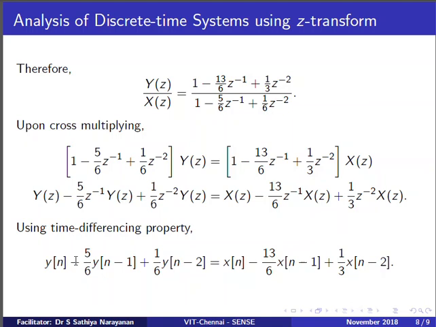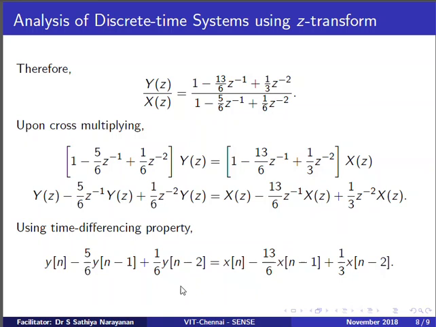So this is called a constant coefficient difference equation because for every term, the term y of n with no delay or the term y of n with delays, the coefficient is always a constant, which means there is no n term there. So therefore, we have arrived at the answer.